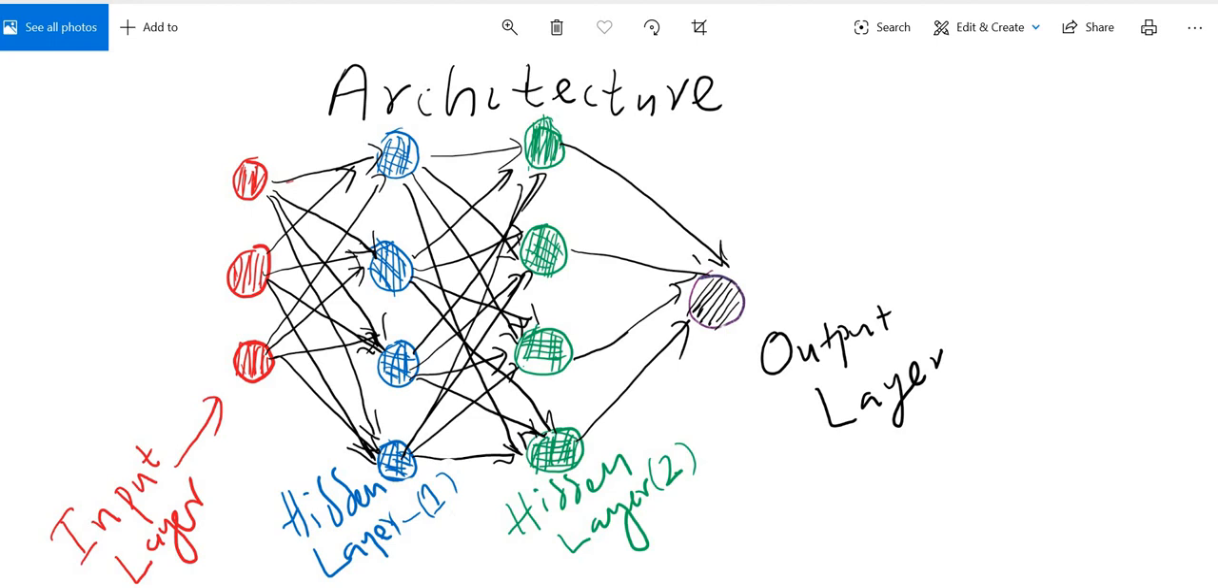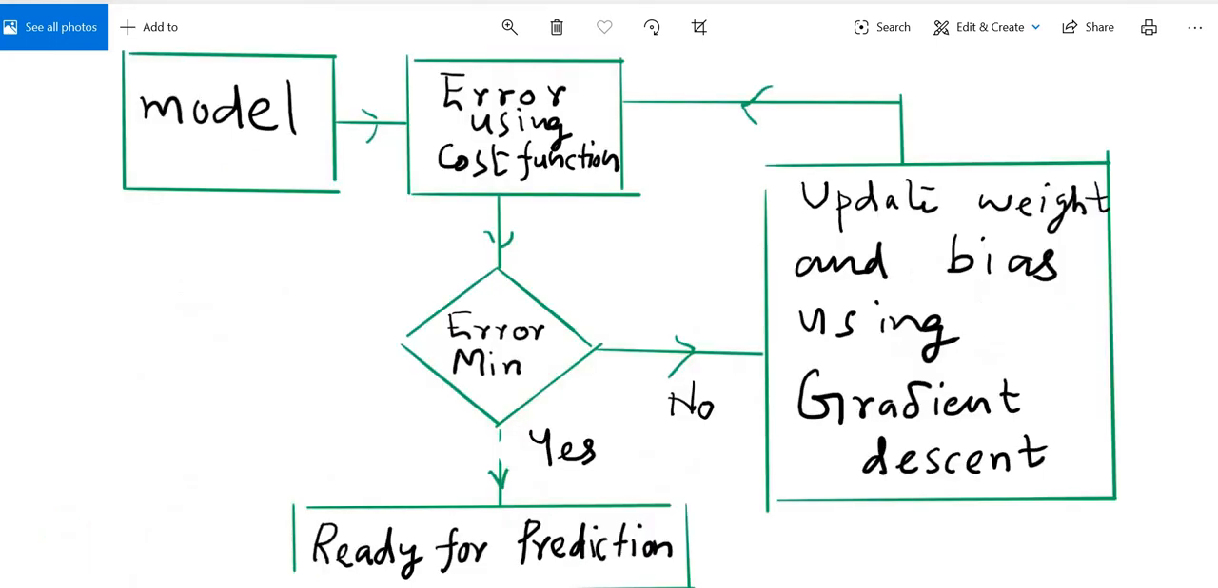After backward propagation, we get updated weights and biases. Using the updated weights and biases, we again do the forward propagation, calculate the error, and check whether it is minimum or not. If it is not minimum, we repeat the same process. This is the complete concept of the back propagation algorithm.